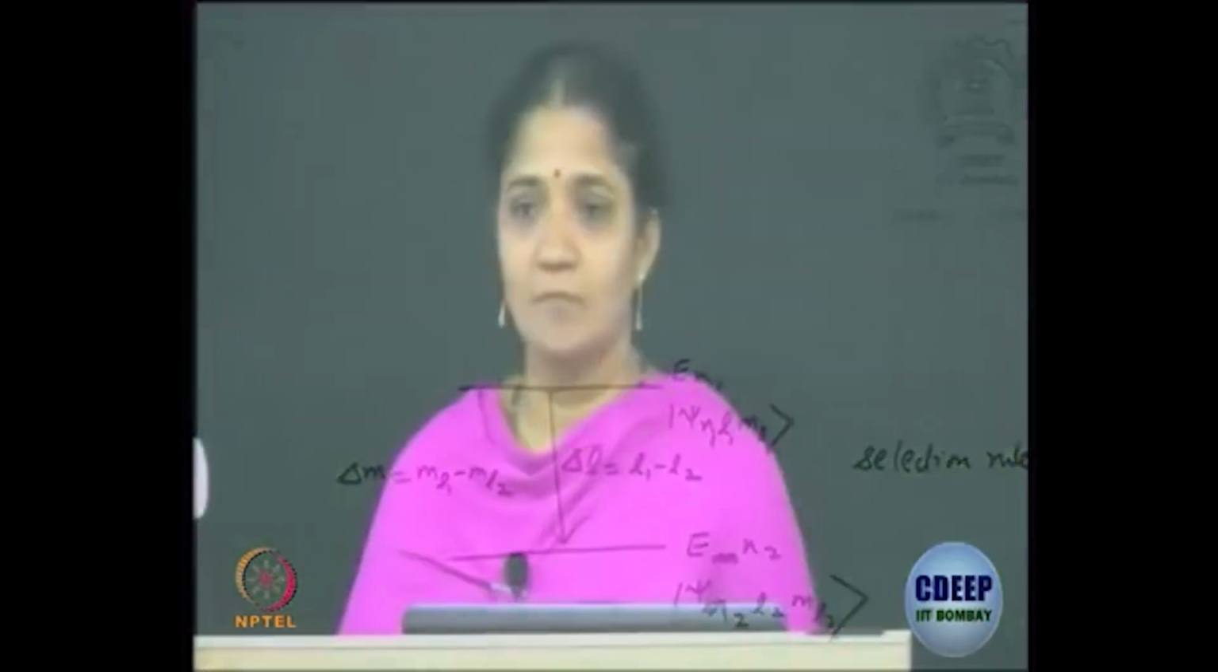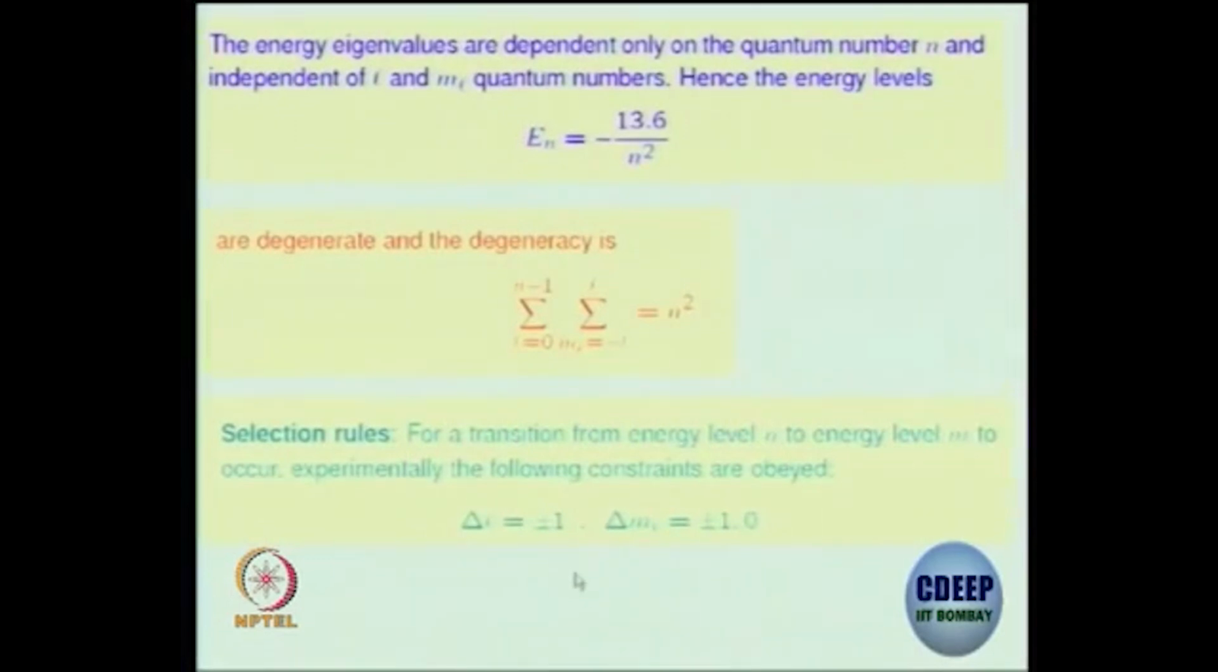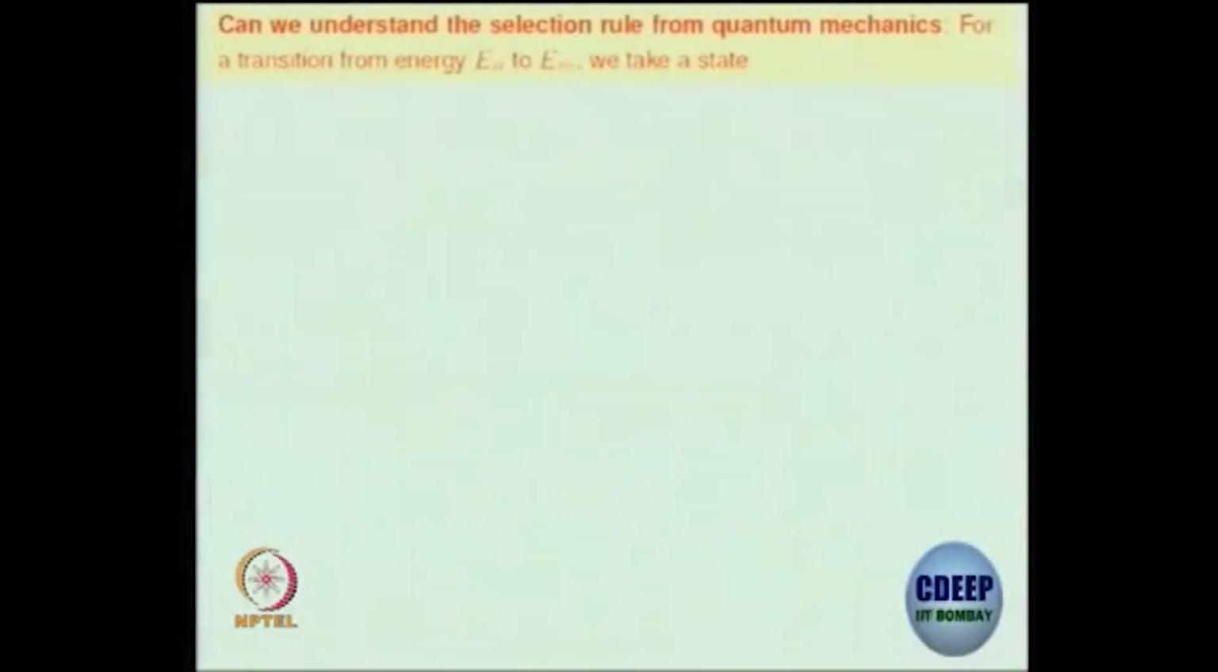So let me first tell you what data the experimentalist gives us, and then we will see from our math or quantum mechanics whether we can reproduce that information. Experimentally they find delta L must be plus or minus 1, and delta ML has to be 0 or plus or minus 1. How do we verify? This is where that similar problem can help. How do we understand the experimentalist data on the selection rule?